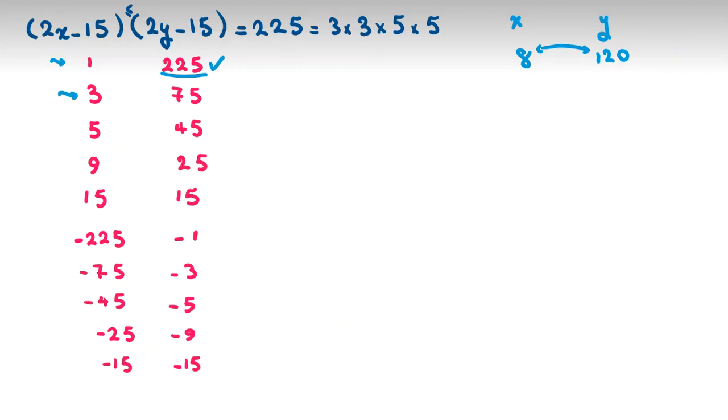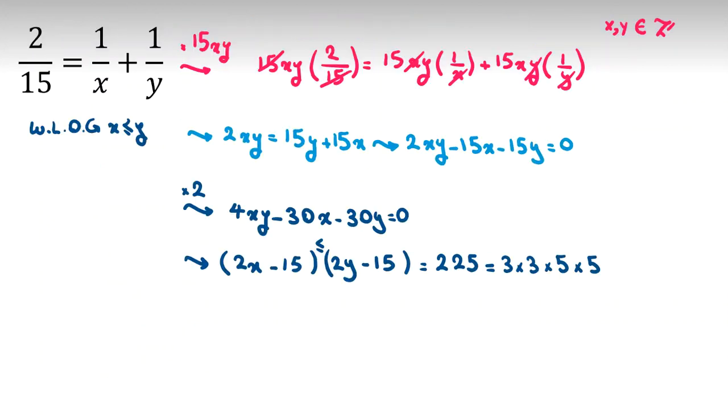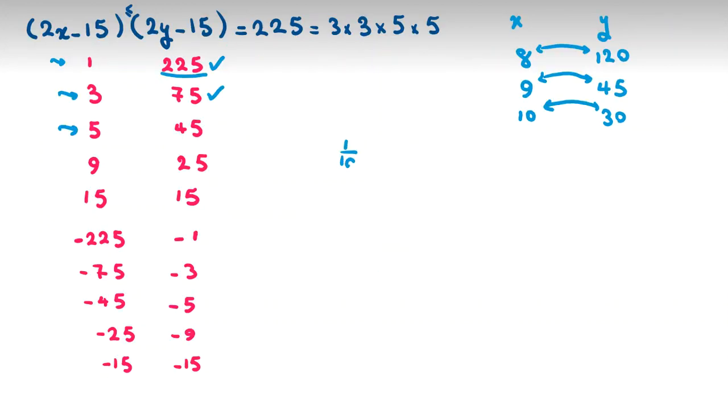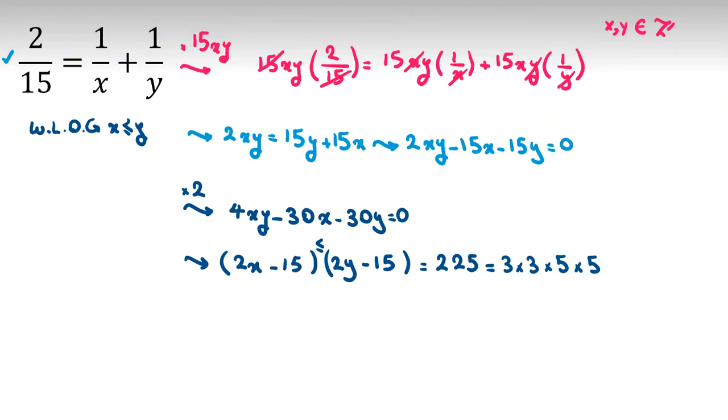15 plus 3, 18 over 2, 9. This plus 15 will be 90 over 2, 45. Next case. 5 plus 15, 20 over 2, 10. 45 plus 15, 60 over 2, 30. And we can switch: 10, 30 and 30, 10. Let's check, for example, this case to see if it satisfies 2 over 15 equals 1 over x plus 1 over y. 1 over 10 plus 1 over 30. Common denominator is 30. 3 plus 1, 4. 4 over 30 will be 2 over 15, which is 2 over 15 also here. Okay.